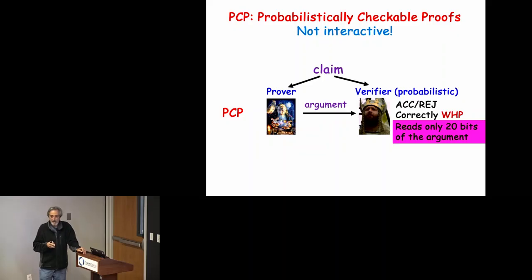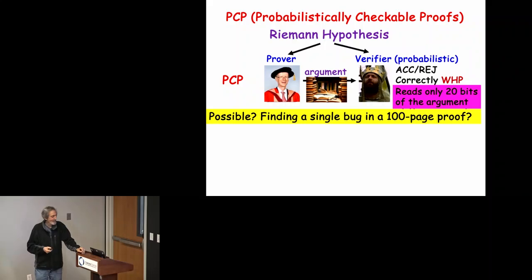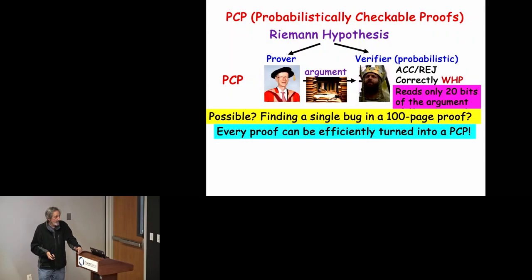This seems totally ridiculous, maybe as ridiculous as the zero-knowledge one. I mean, how can you find a bug in a 100-page proof when you are reading 20 bits of the argument? Nevertheless, can you do it? Maybe, I don't know what Andrew Wiles is working on now, but maybe it's the Riemann hypothesis. And eventually, when he provides the 100-page or 1,000-page proof, we are supposed to verify this by reading 20 bits. So how can we do it, or when can we do it? And again, the answer is universal. You can always do it.